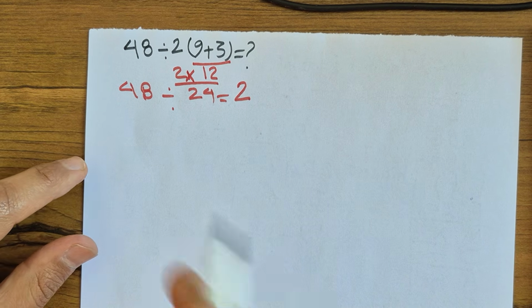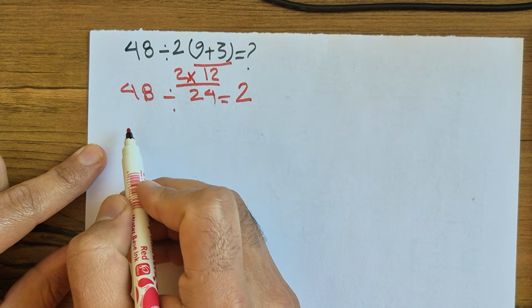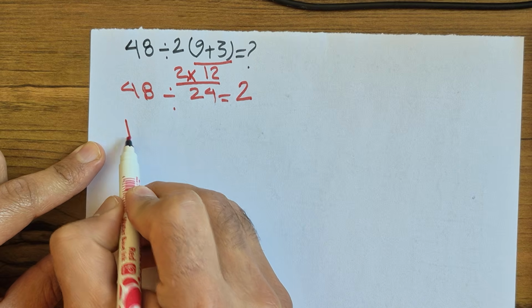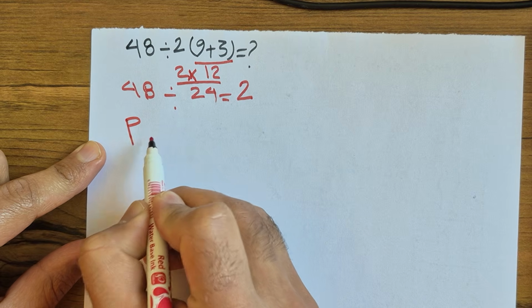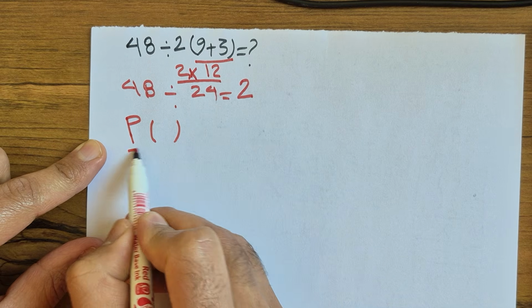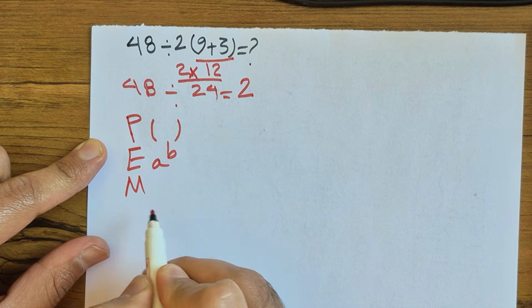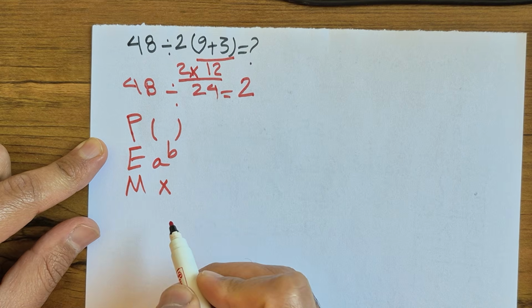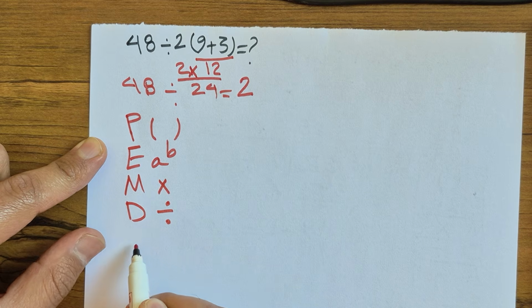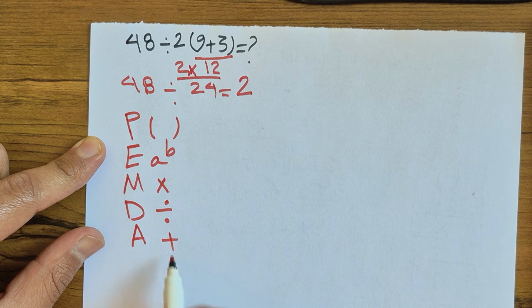So the order, according to conventions, it's something called PEMDAS. It doesn't mean anything. I mean, this is just an acronym. So what does PEMDAS stand for? P in PEMDAS stands for parentheses. E stands for exponents. M stands for multiplication. D stands for division, and A, you name it, stands for addition.